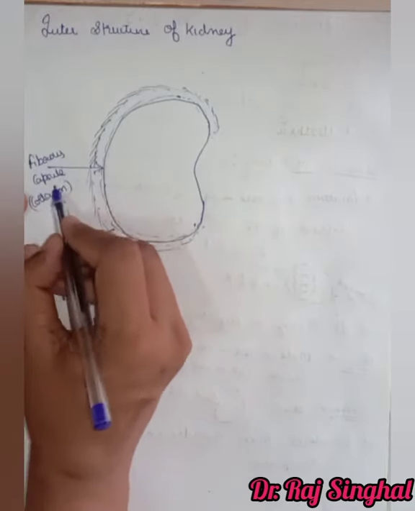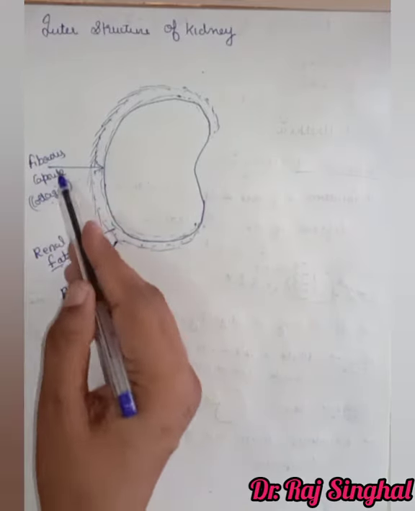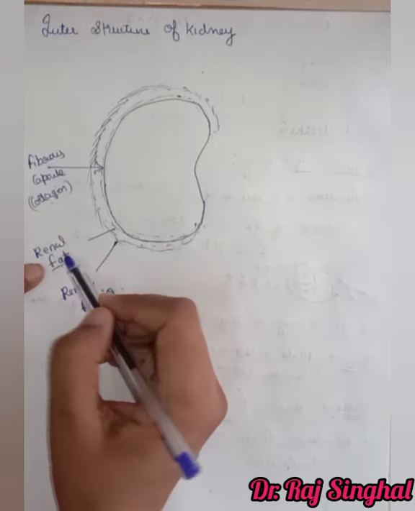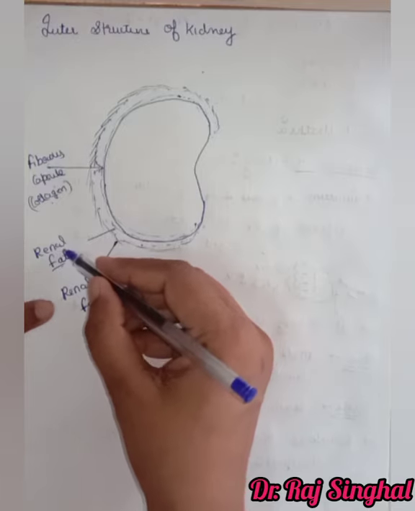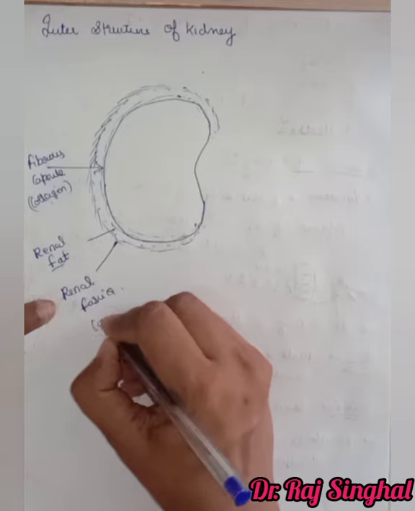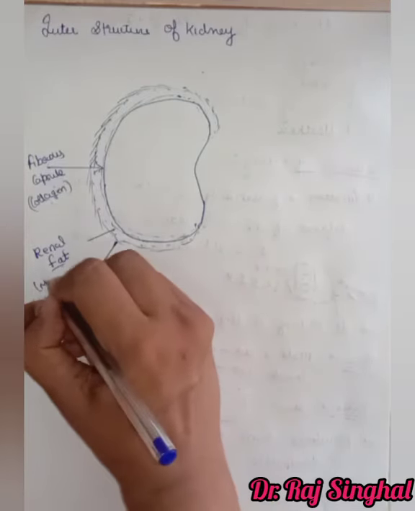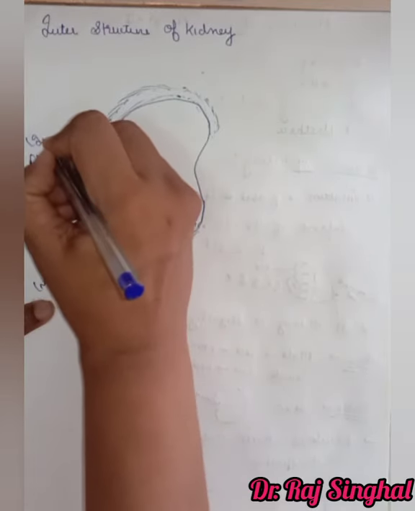Innermost layer is fibrous capsule layer made of collagen fiber. Then this fibrous capsule layer is surrounded by renal fat layer. Then this renal fat layer is also surrounded by renal fascia layer. This is outermost. This is middle one. And this is inner layer.